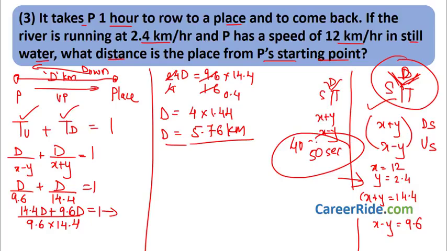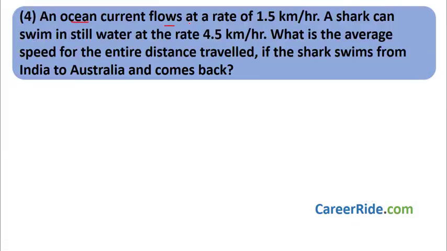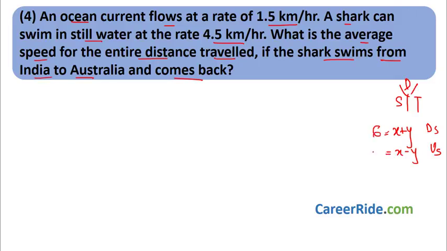Moving on to question number 4. An ocean current flows at the rate of 1.5 kilometers per hour. A shark can swim in still water at the rate of 4.5 kilometers per hour. What is the average speed for the entire distance traveled if the shark swims from India to Australia and comes back? Now over here, since it is dst, we will have x plus y as downstream speed, x minus y as upstream speed. So x is 4.5, y is 1.5. So we will have 4.5 plus 1.5, 6, and 4.5 minus 1.5, 3. So 6 kilometers per hour, 3 kilometers per hour, right?